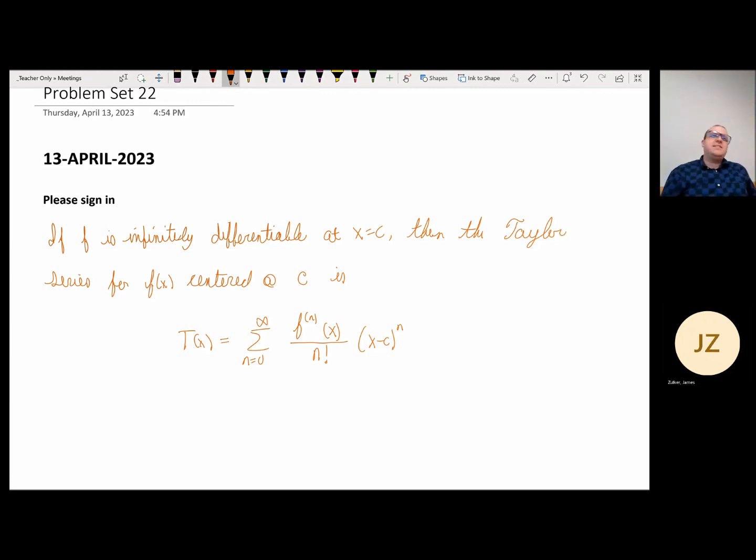As long as f is infinitely differentiable at c, you can find a Taylor series for it centered at c. The Taylor series for f centered at c is the summation n equals 0 to infinity of the nth derivative of f over n factorial times x minus c to the n. It is that term right there that is the a sub n in a power series.